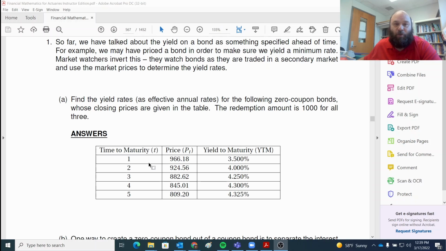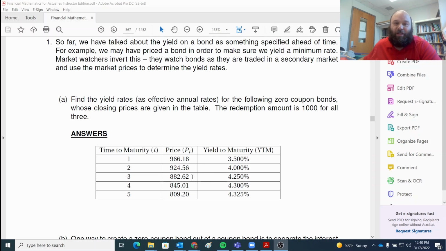So the first bond is a one-year bond. We're paying $966.18 to get $1,000 in 1 year, so that annual interest rate is 3.5%, pretty simple. For the second bond, we're paying $924.56 to get $1,000 in 2 years. So to solve for the interest rate here, we'd have 924.56 times (1 plus i) squared equals 1,000. Solving for the interest rate gives us 4%.